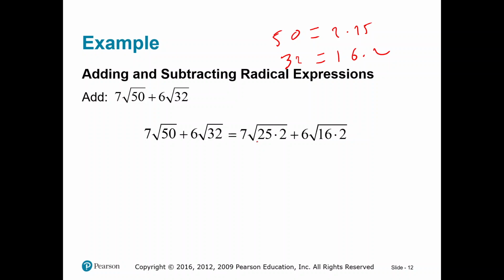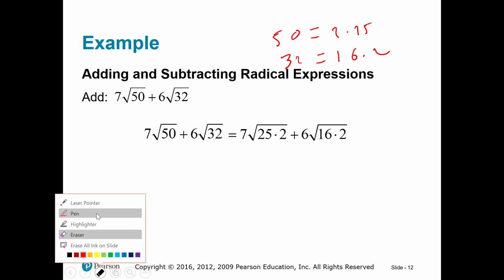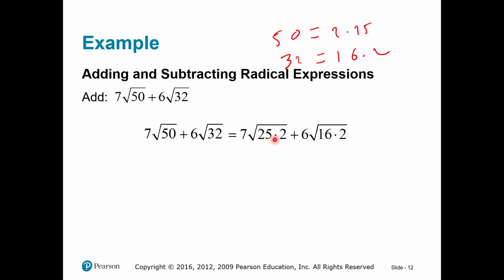Okay, so 25 times 2 is 50. 16 times 2 is 32. And so the square root of 25 is 5. The square root of 16 is 4. And now we have 4 times 6. We have 5 times 7. Square root of 2 remains the same.